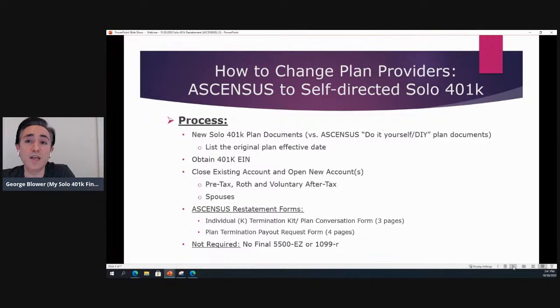So finally, it goes back to the notion that the plan is continuing. So there's no final Form 5500-EZ that needs to be completed as part of this process. A final Form 5500-EZ would apply if you were actually terminating the plan. Also, a 1099-R is not required because you're not rolling over the money. Really, the plan is just being restated. So it's not as if the plan assets were being transferred to a different plan or to an IRA where a 1099-R would be required.